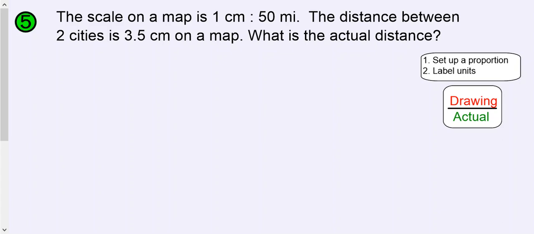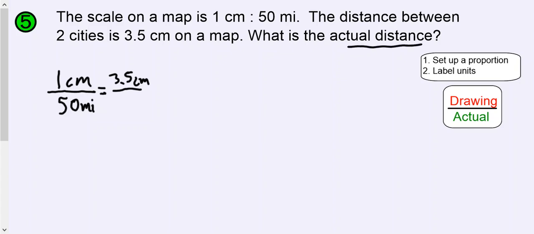Okay, so our scale, we have 1 centimeter over 50 miles. And the distance between two cities is 3.5 centimeters. So we have our equal sign, and centimeters is on top, so 3.5 centimeters on top. And our unknown, the actual distance, is our x. So we can put our x here. Now we have a proportion set, and we can solve.